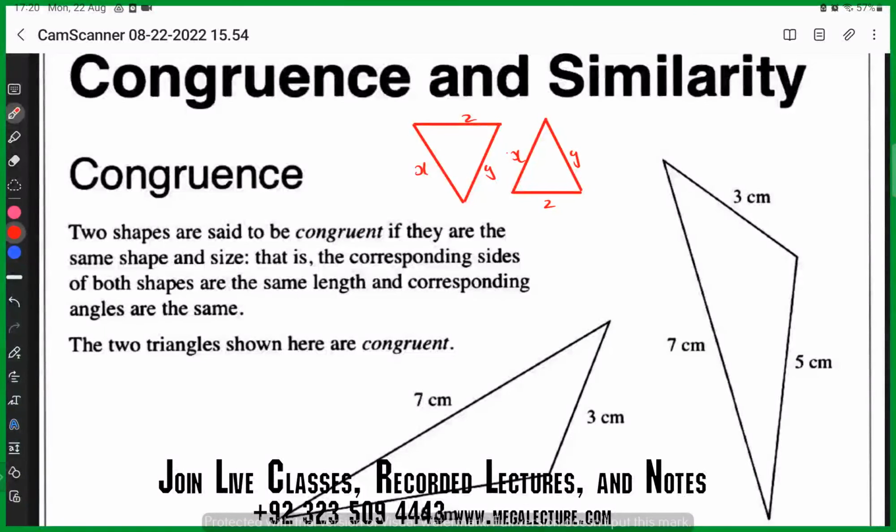Congruent is the word. Okay, Umaiza, please pay attention at this point. Just listen to me carefully. Everything would be clear. Okay, this is the first time we have started the discussion about it.